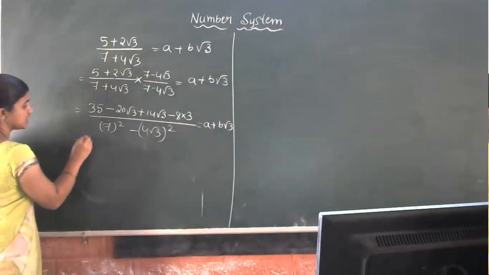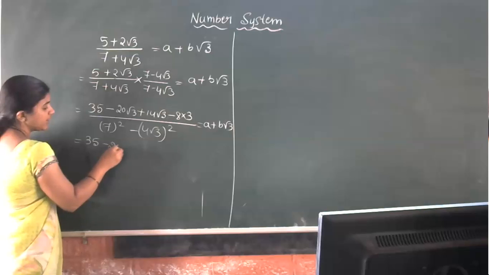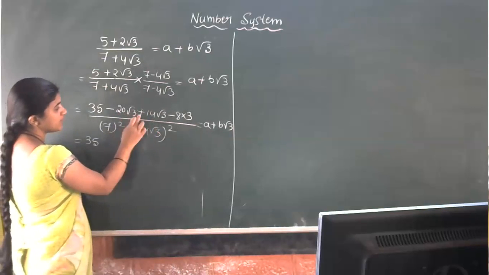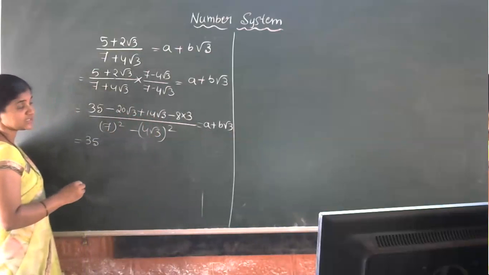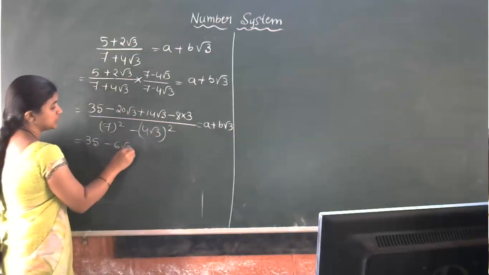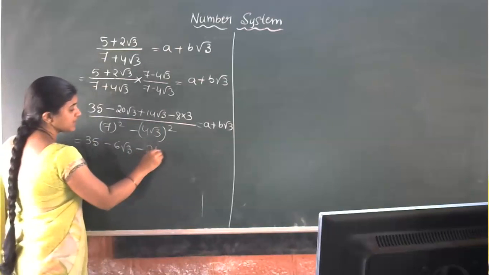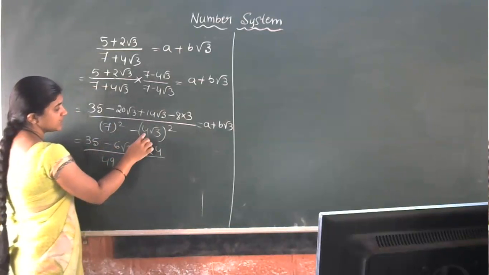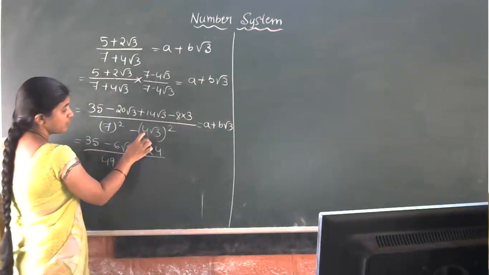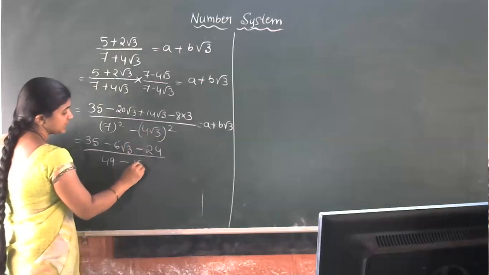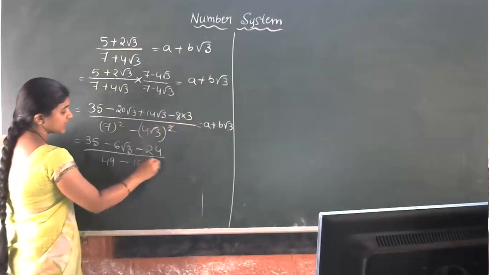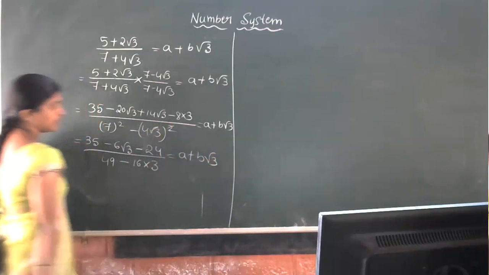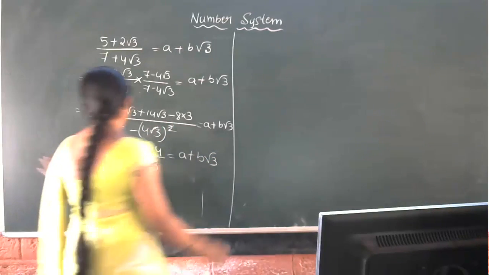Next simplification: 35 minus 20 root 3 plus 14 root 3. Can we simplify this one? Minus 20 root 3 plus 14 root 3, what answer will you get? Minus 6 root 3. Next, minus 24 divided by 7 square is 49 minus, here first we have to apply the square for 4, that is 16, into square root gets cancelled, 3, which is equal to A plus B root 3.